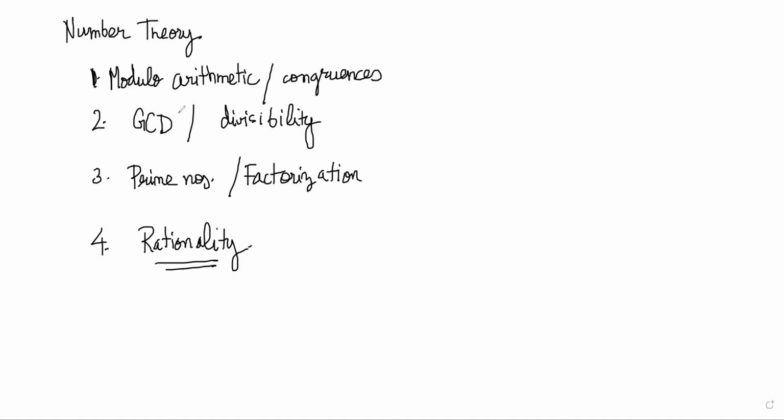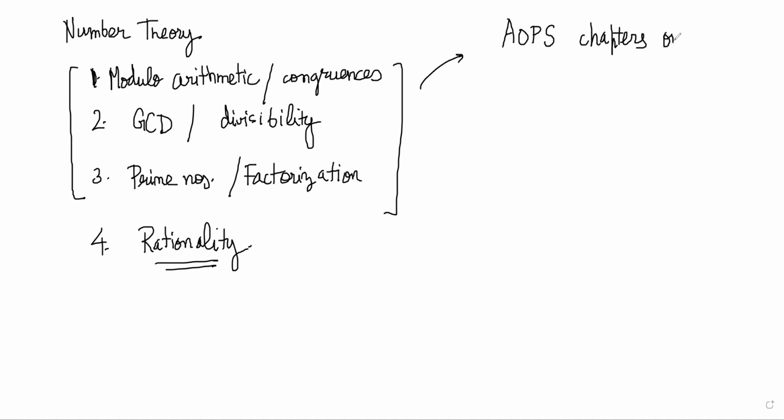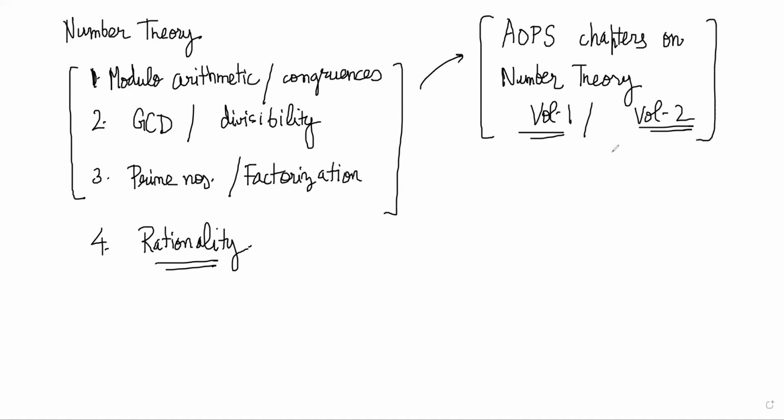So there is no one resource for this. These are not very difficult topics to master. A good place to start would be AoPS chapters on number theory, Art of Problem Solving chapters on number theory. Basically there are two books, volume 1 and volume 2. So Art of Problem Solving volume 1 and volume 2 has separate chapters on number theory. If you do those properly, you should be well prepared for all of this.